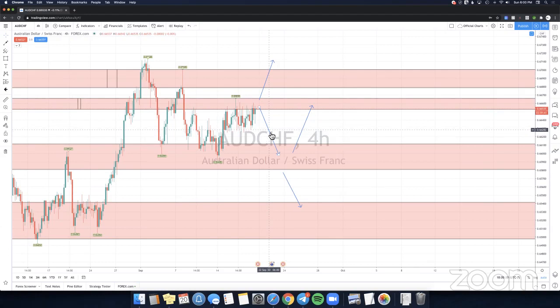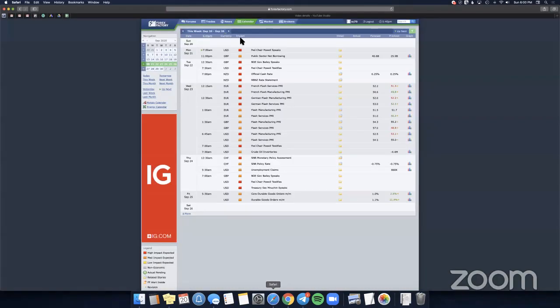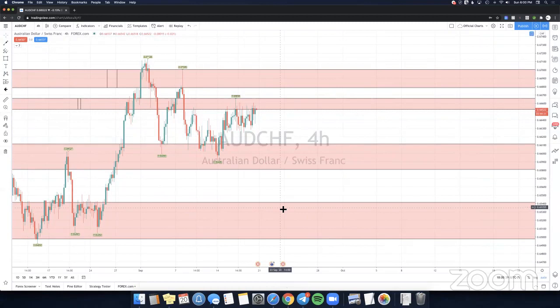Like I mentioned, there's a lot of news this week. So obviously all these pairs are going to get affected pretty heavily, especially because this is the Swiss franc. If you guys are familiar with the Swiss franc, it's a safe haven currency. So since the Fed is speaking this whole week, if the news is bad for the US, the Swiss franc's probably going to gain strength. If that happens, then we're probably going to see price come down. And then if price breaks this zone right here, odds are it's going to continue further. So just keep an eye out for that.